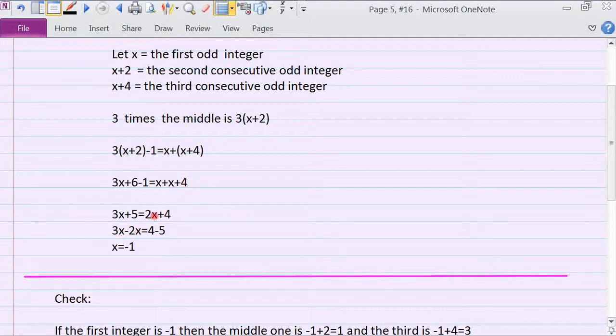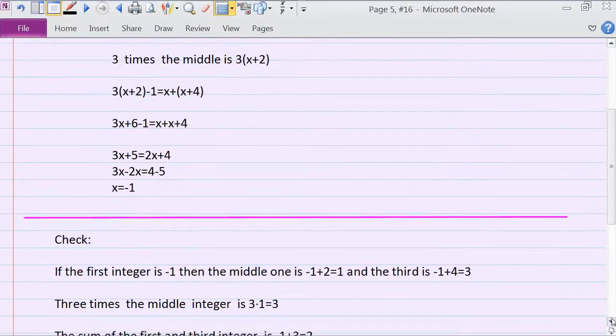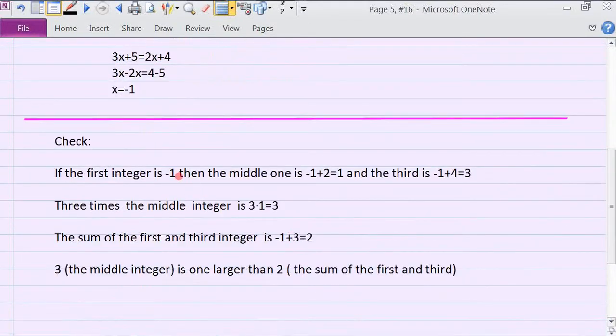Now I bring the 2x from the right to the left and change its sign. I bring the plus 5 from the left to the right and change its sign, and I get x equal to minus 1. So the first integer is minus 1. Then the middle one is minus 1 plus 2, which gives me plus 1. And the third one is minus 1 plus 4, or 3. So the middle one is 1.